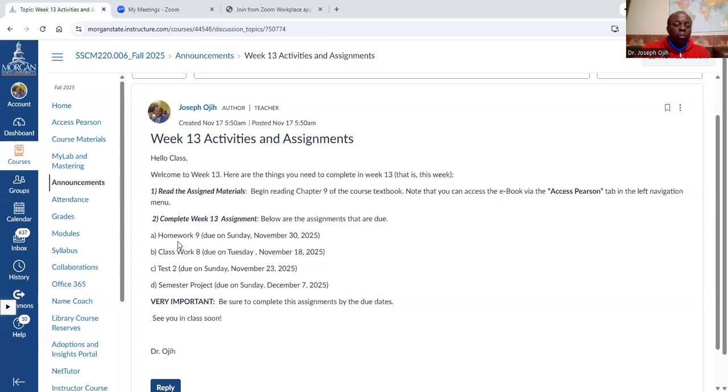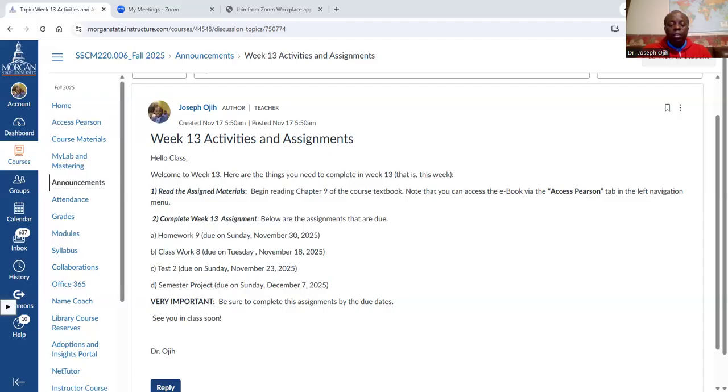The homework assignment that you have to complete is homework 9, which is due on November 30th. I made it so I can give you enough time to complete it. Then classwork 8, which I will put here after the class is over. Test 2 is to be completed by Sunday. I'm going to try and put the practice test for you by Thursday or Friday. Then the semester project. I'm going to show you where it is located.